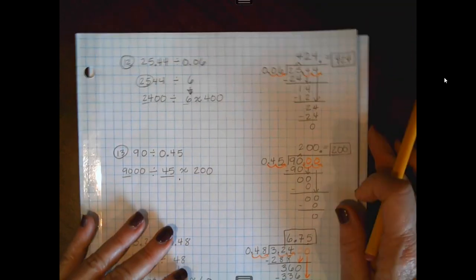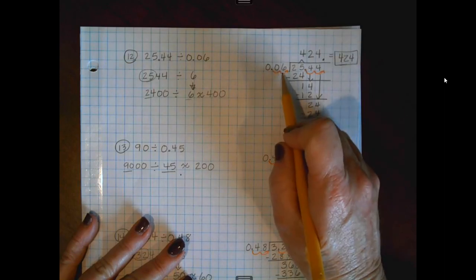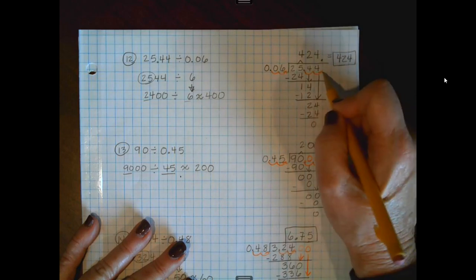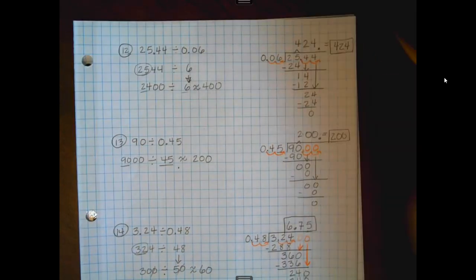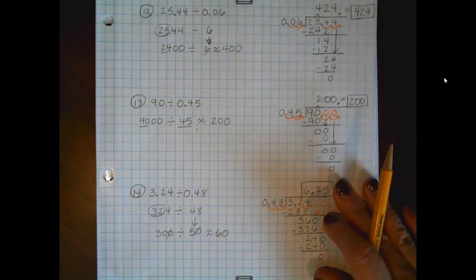Then when I go over and do my actual division, to get the decimal point out of the divisor, I multiply it times 100. I do the same thing with the dividend, pop that decimal point straight up. When I divide, I get 424 decimal, which is 424. I did not have to annex any zeros in this particular problem. Number 13, I did. Let's take a look at number 13.